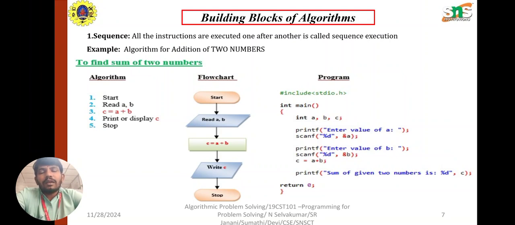Then we print or display C, because after the addition the total is stored in C. In the flow chart we start, read A, B, C equals A plus B, write C meaning display, and then stop the program. So this is the simple example for sequence.